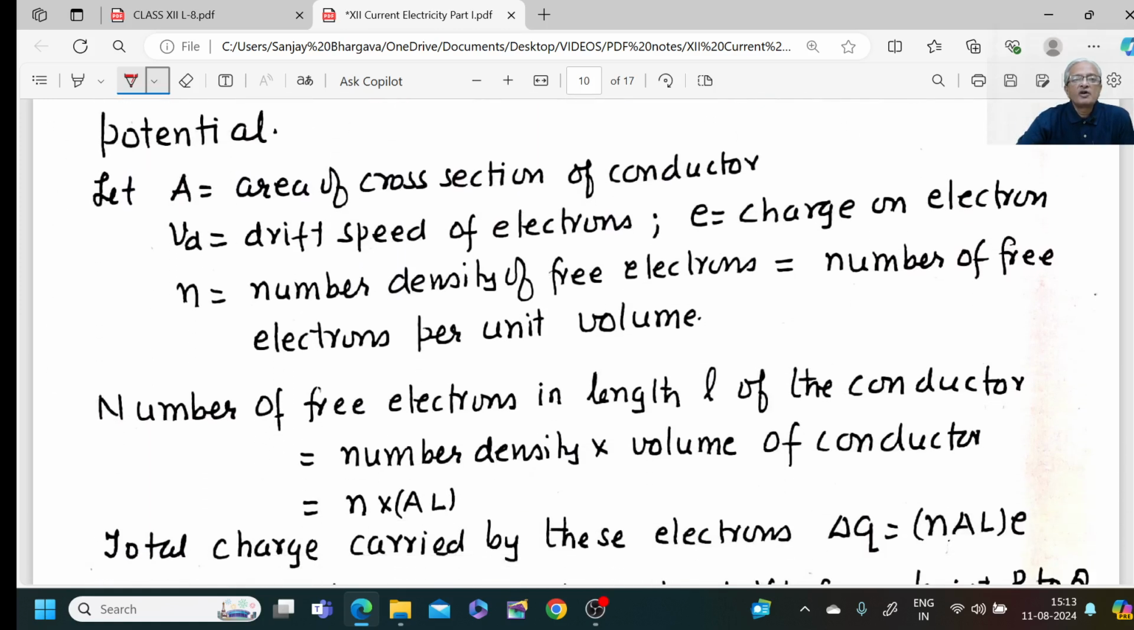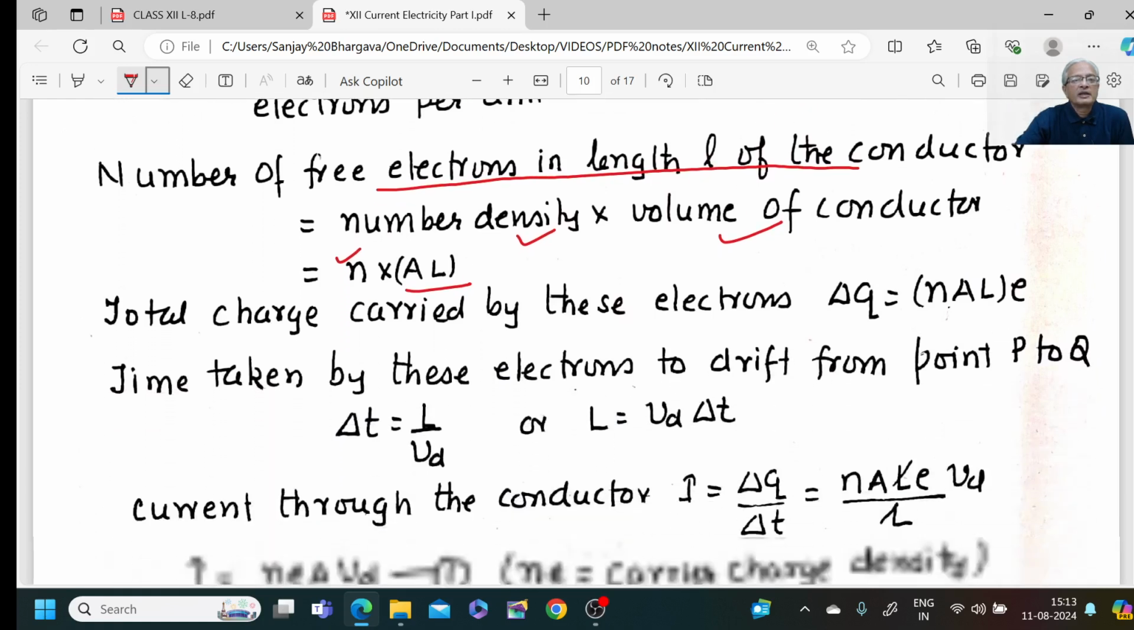Here A is the area of cross section, Vd is the drift speed of the electron, e is the charge on the electron, N is the number density of free electrons. So how do we calculate the number of free electrons in length L of the conductor? It must be number density into volume of conductor. So N is the number density and A times L would represent the volume of the conductor material.